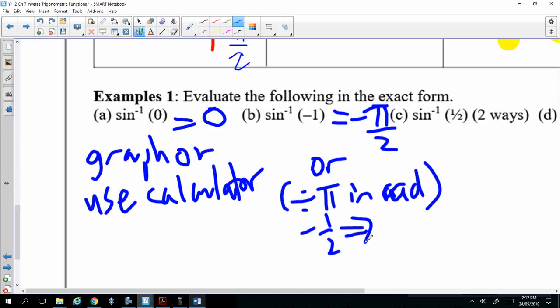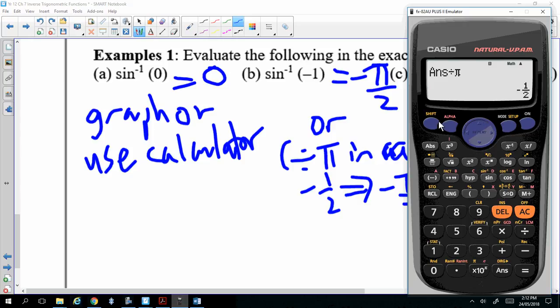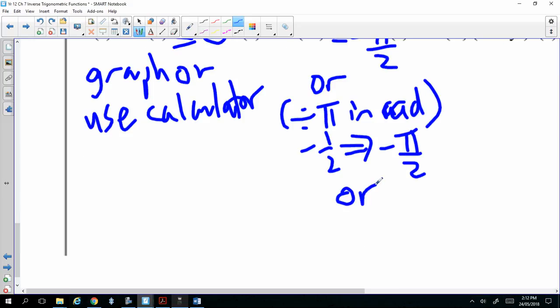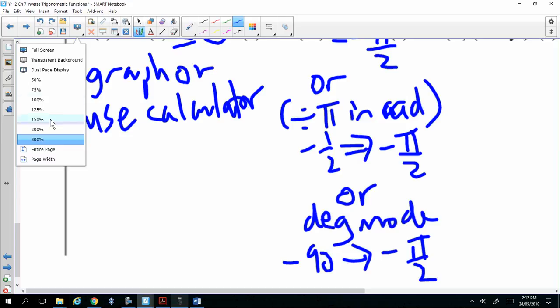Or you can do it in degree mode. Shift mode, degree, and try this again, you will get -90, which you have to convert to radian, and -90 degrees is negative pi over 2. So there are 3 different ways you can do it: in degree mode, in radian mode, or use the graph.